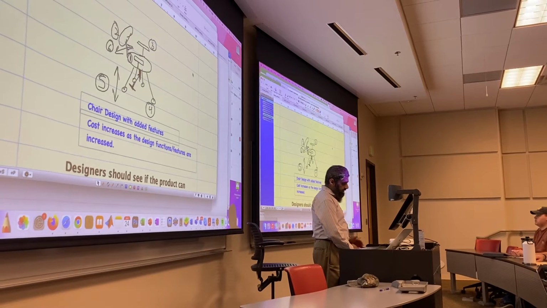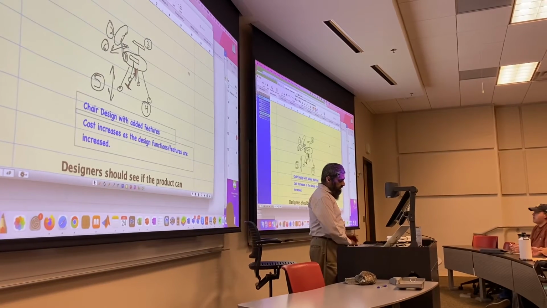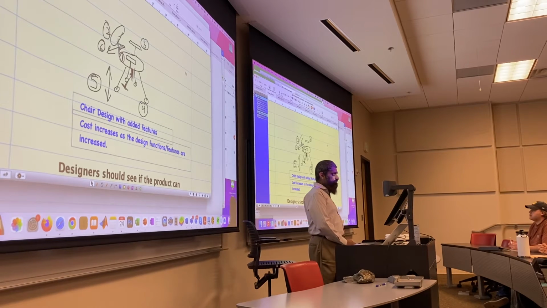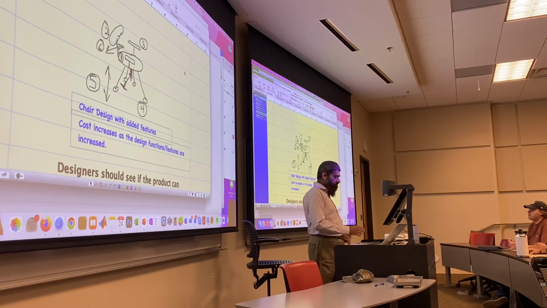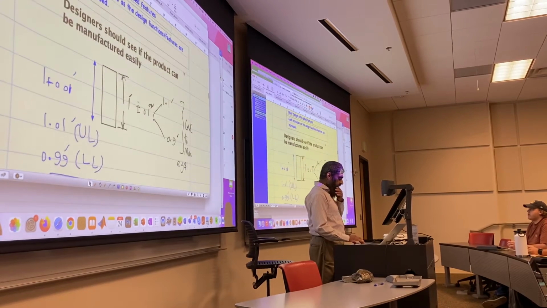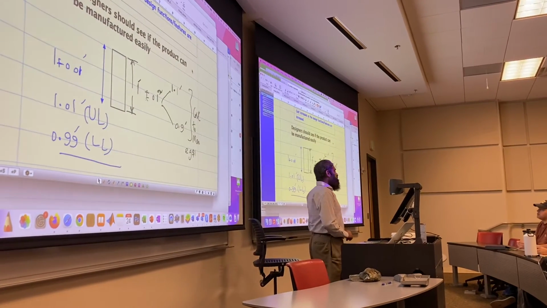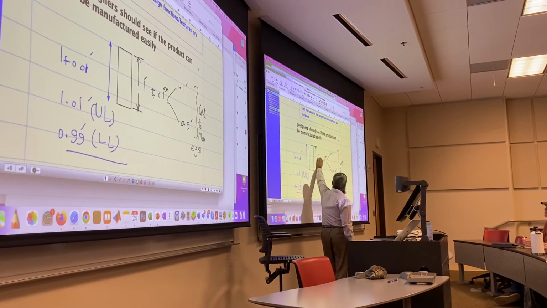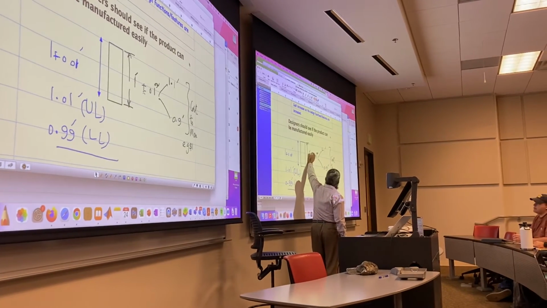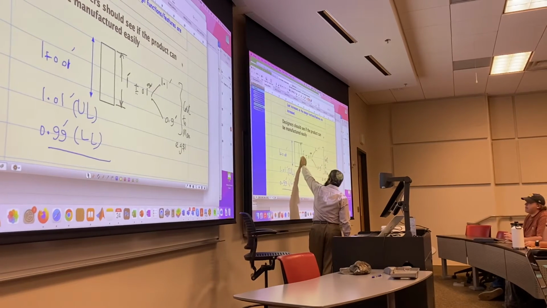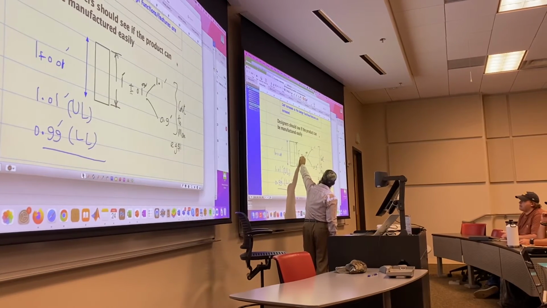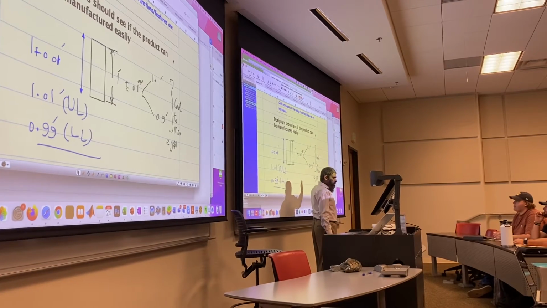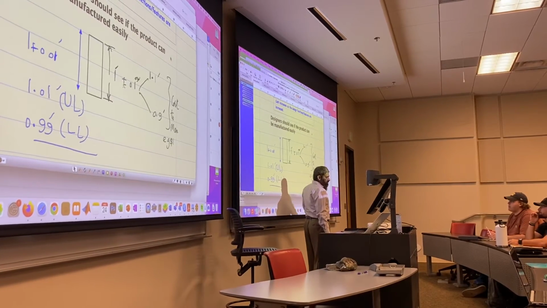For a chair, it has some armrests, footrests, backrests. So as you keep on increasing the number of functions, the cost will increase. That's what I'm explaining here. And in this diagram, I'm explaining to you that this is a tolerance. Suppose this is 1 inch. It's not 1 foot. So suppose this is 1 plus or minus 0.1, 1/10 of an inch. Then the upper limit is 1.1 inch. The lower limit is 0.9 inch.